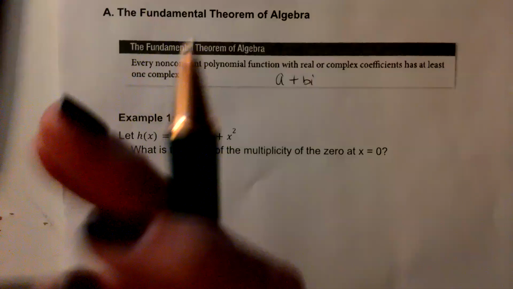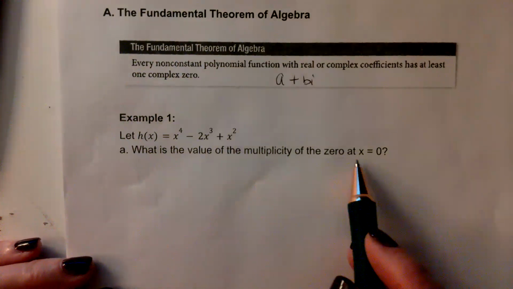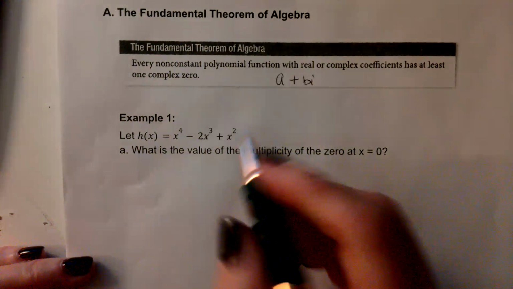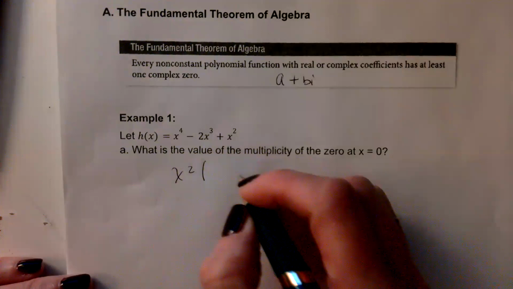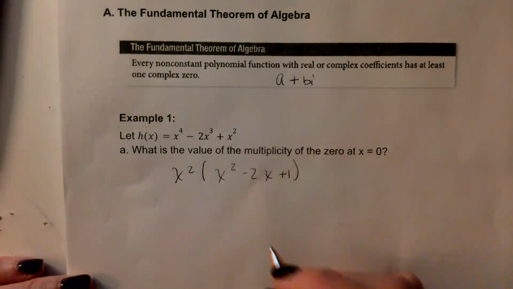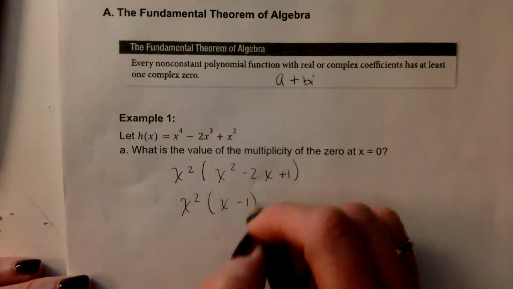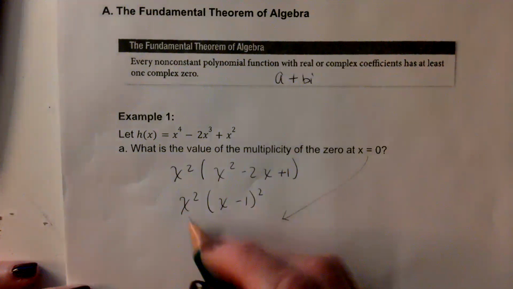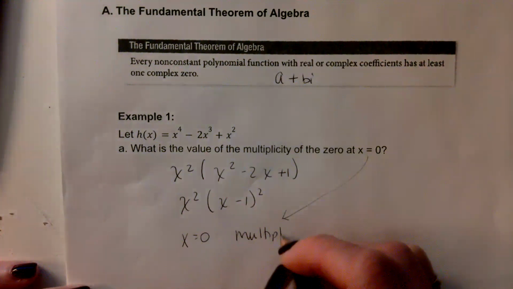Just looking at example 1, it says we have the h function. What is the value of the multiplicity of the zero at x equal to 0? So when x equals 0, if we factor this, we've got x squared factors out, and we're left with x squared minus 2x plus 1. And then this factors into a perfect square of x minus 1. So my zero at x equals 0 has a multiplicity of 2.